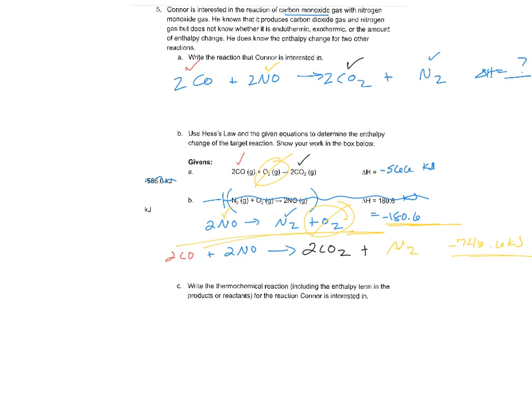Because this reaction is negative, that means that the enthalpy term has to go on the product side. Okay, so the reaction is 2 carbon monoxides plus 2 nitrogen monoxides yields 2 carbon dioxides and nitrogen and 746.6 kilojoules. So for 2 moles of carbon monoxide, you will release 746.6 kilojoules of energy. That's it.